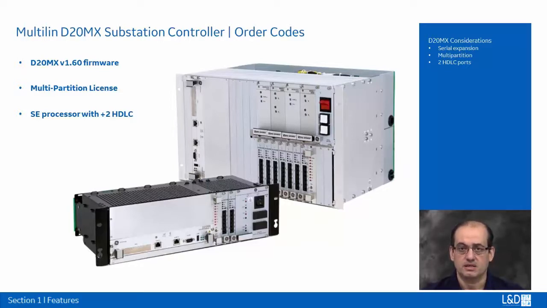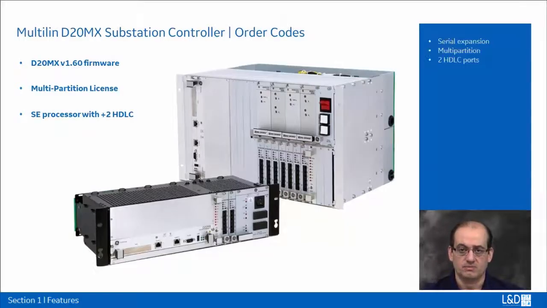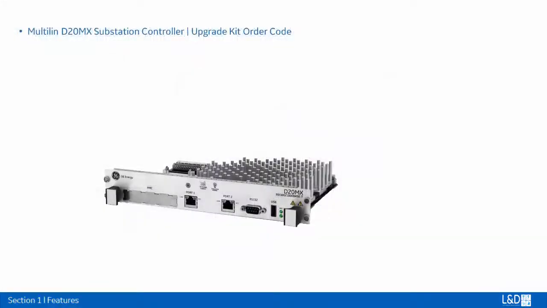The last thing is you have to understand the layout of your HDLC network, whether you have redundancy, what kind of HDLC support is required, and the D20 MX has a greater capability than the normal D20 platform. Let's say you already have a D20 and the chassis, power supply, communication card, and peripherals are all compatible. Then maybe all you need to order is just an upgrade kit.